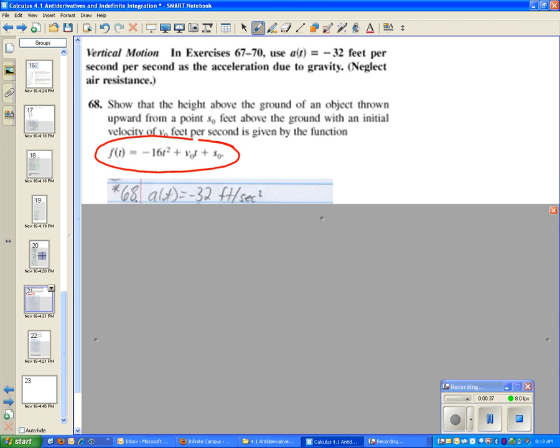V0 stands for initial velocity, S0 stands for initial position. We're assuming that ground level is 0, then something goes up, and after it goes up, guess what happens? It comes back down. I know. There's a song about that, even.